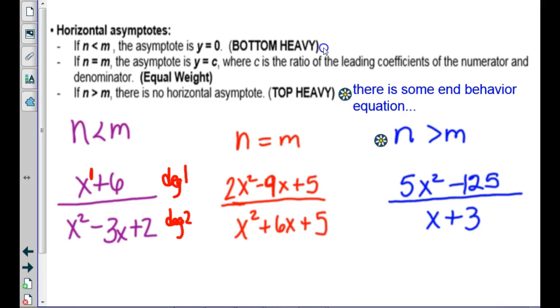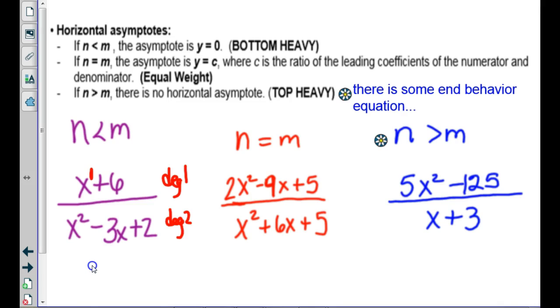When it is bottom heavy, the end behaviors, in other words, when you put in really big numbers, think about this, guys. If I put in 1,000, on the top I'm going to have 1,006, right? But if I put in 1,000 down here, when I square 1,000, I get like 1,000,000. So it's going to have a way bigger number on the bottom. So what's that going to happen when you have a way bigger number on the bottom of a fraction?